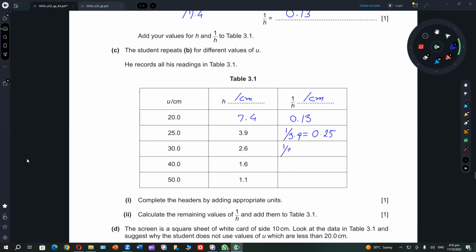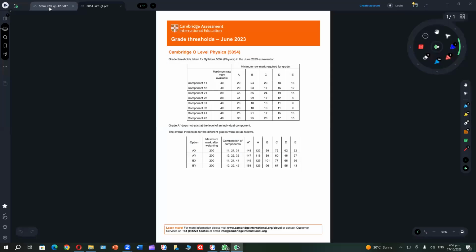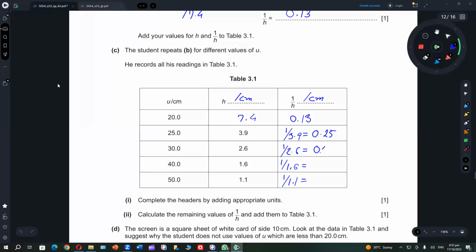Okay. 0.38. Next one, 0.625. Last one, 0.90.